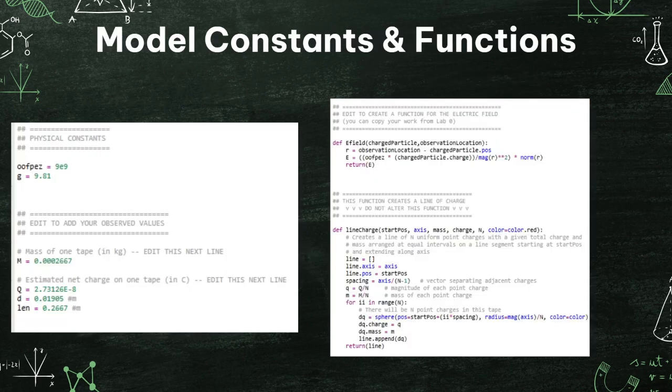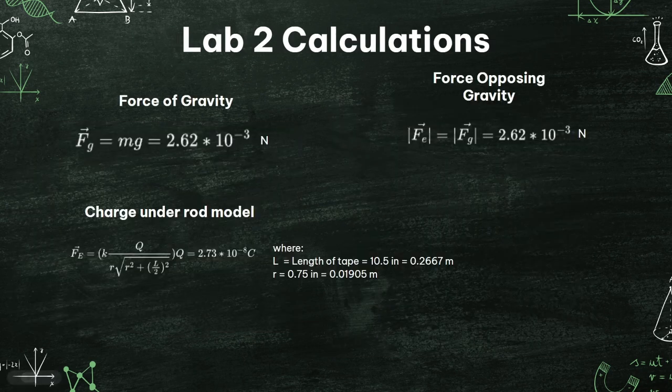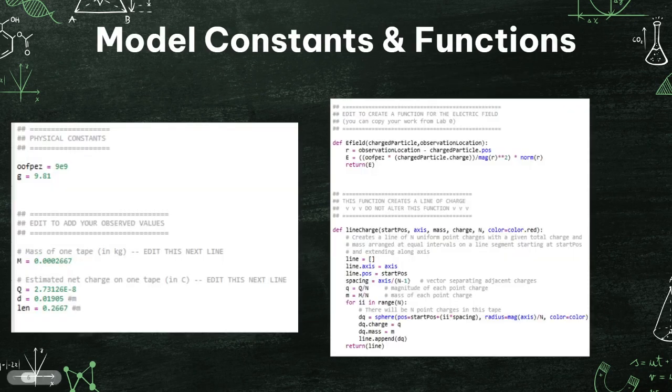So after making those calculations, we could begin to build our model. I start off with the model constants and functions. In our model constants, we had 1 over 4 pi epsilon 0, represented by 9 times 10 to the ninth, and the gravitational constant of 9.81. I also plugged in the mass of our tape in kilograms instead of grams, and the estimated net charge on one tape using the prior formula described here. And I also inputted our length and our distance between the two point charges.